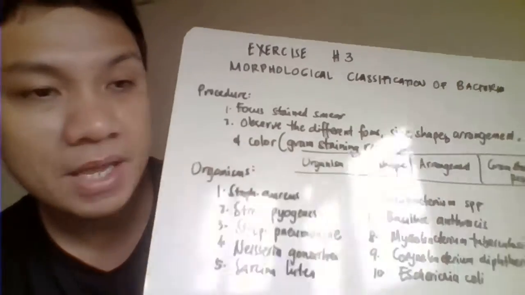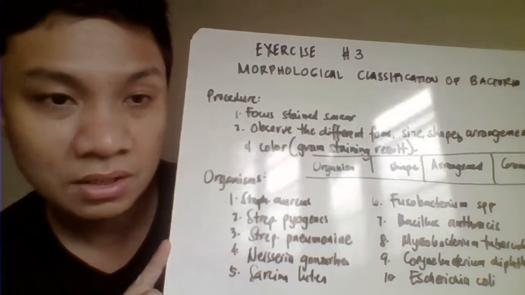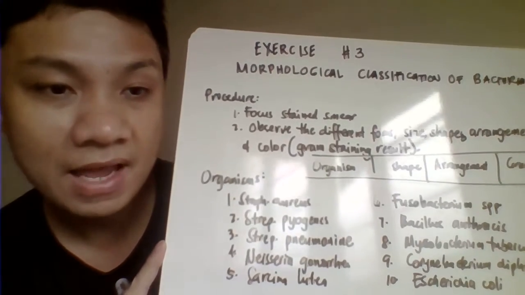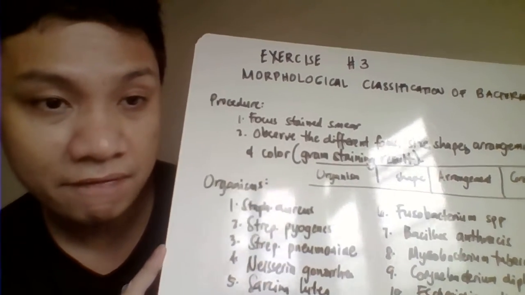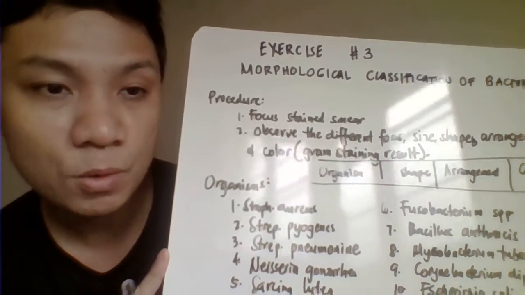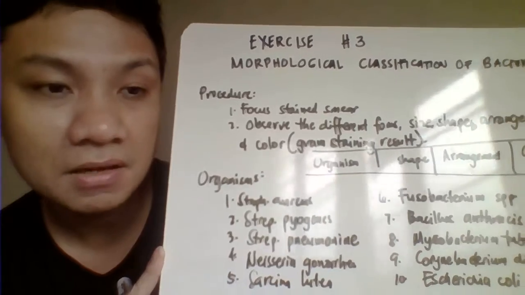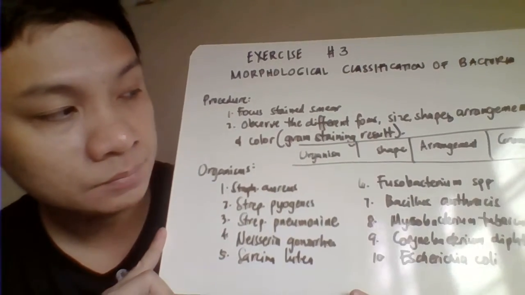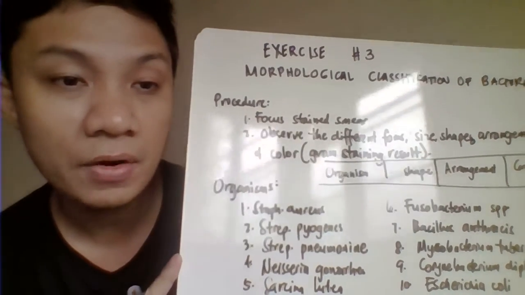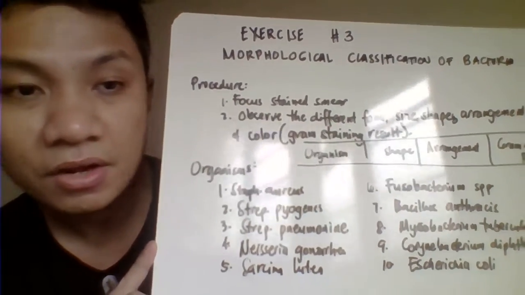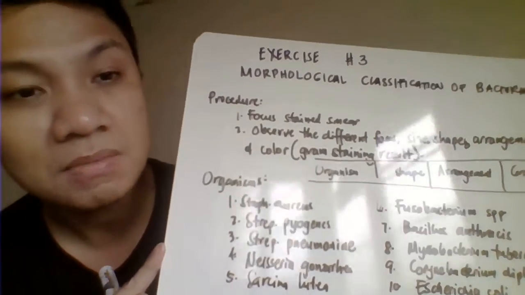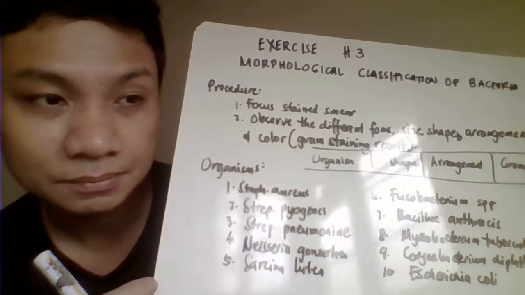And another one would be the gram staining reaction. As for the gram staining reaction, we could classify our bacteria as either gram positive, which typically appears blue or violet in color, and gram negative, on the other hand, which appears red or pink in color. But you could also have gram variable. Gram variable are those organisms that could appear as any of those.